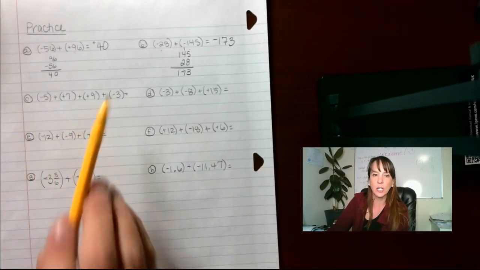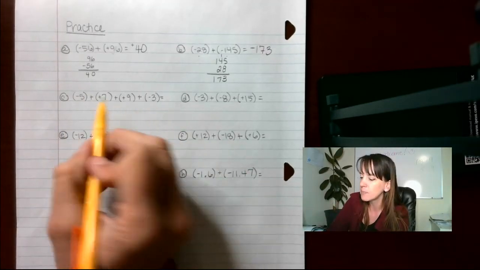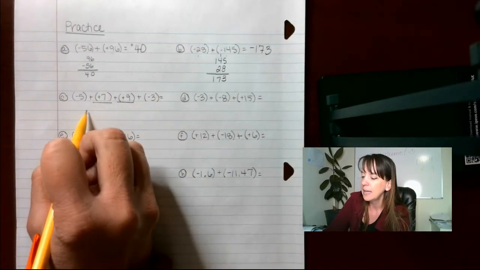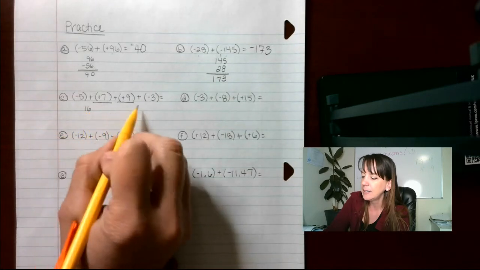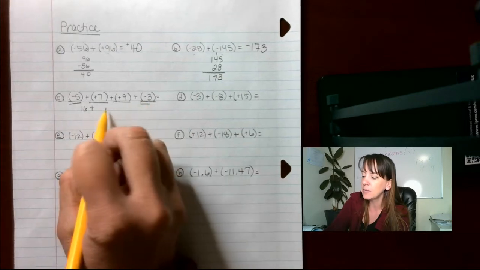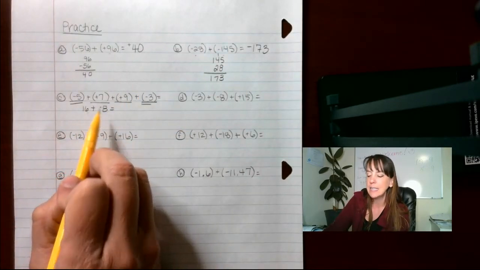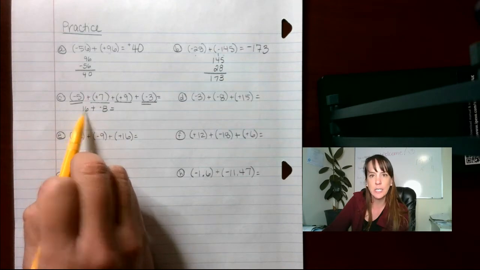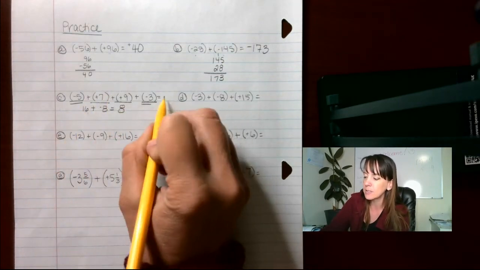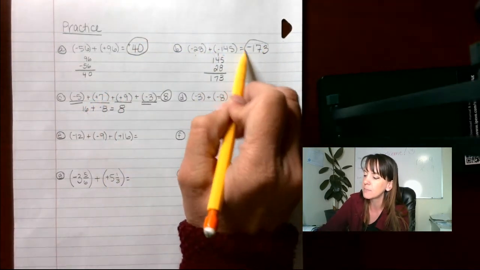For down here, now I'm going to gather up all my positives, gather up all my negatives. So gather this and this, that gives me 16 plus, and then for my negatives, I get negative 5 and negative 3, which is negative 8, which means 16 plus negative 8. The positive is the larger team, and it's larger by 8. So our answer here is 8. I'm going to circle all these answers here for you.